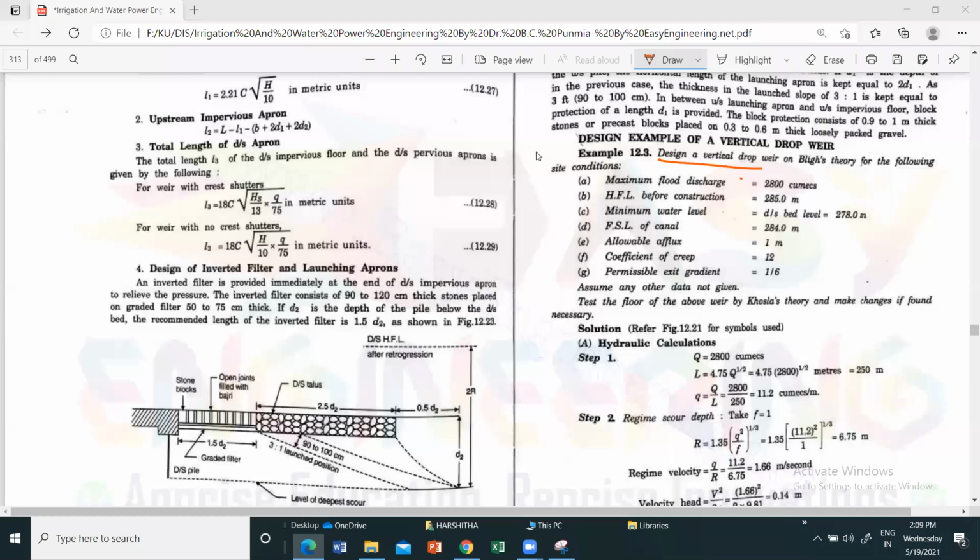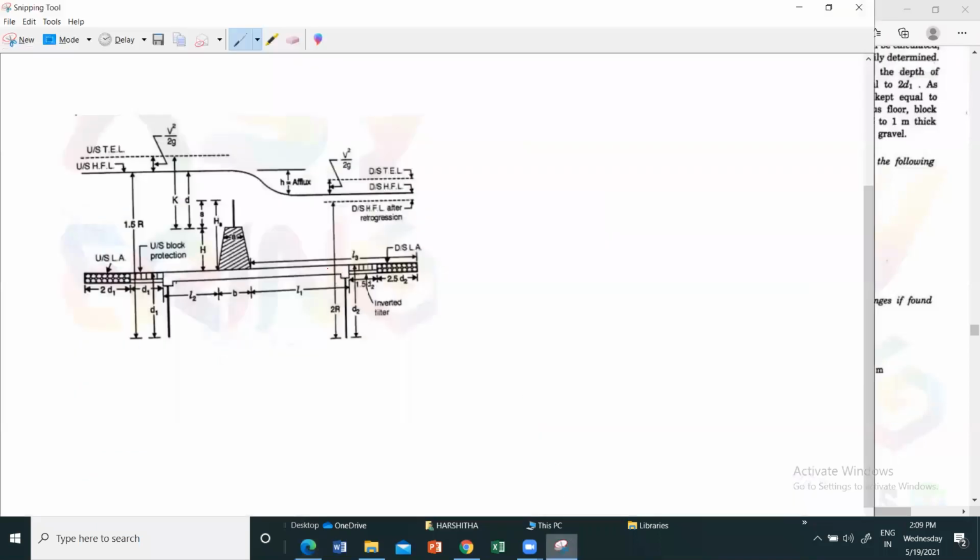Right. So I will show you some figure. This is actually a vertical drop here. This portion is a vertical drop. So this is the weir, vertical drop, and this is the... Is the screen visible? Yes, sir.